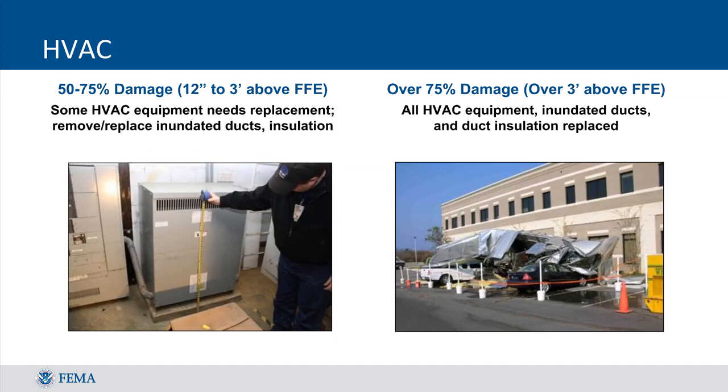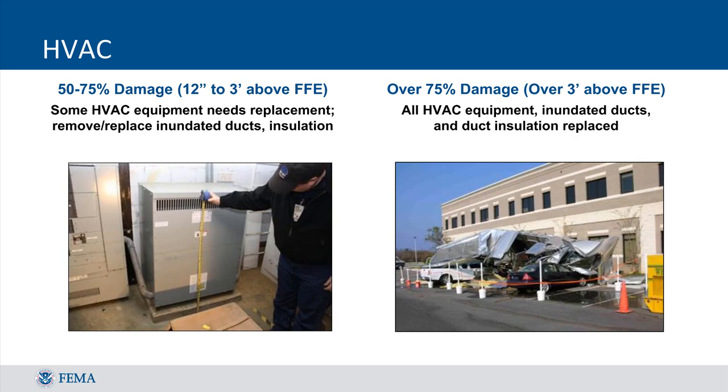Damage in the 50 to 75% range would usually mean that there is a need to remove and replace large parts of the duct system, and there will also likely be some damage to the actual HVAC equipment. The left photo shows an example of a mechanical room where floodwaters damaged a number of components that ultimately needed to be replaced.